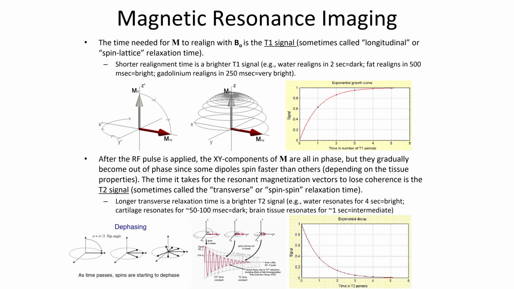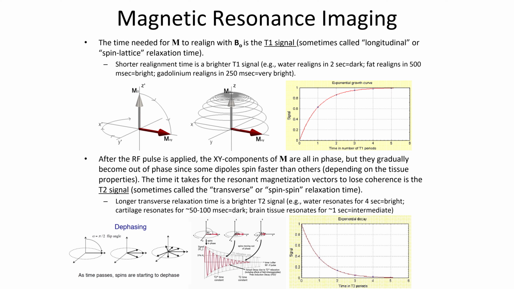Now, as soon as that radio frequency pulse stops, the M vector is going to want to realign with the external magnetic field, B naught. And the time needed for M to realign with B naught is the T1 signal, sometimes called the longitudinal or the spin-lattice relaxation time. We call it a relaxation time because the M vector wants to relax back to its lowest energy state. It wants to be aligned with the external magnetic field.